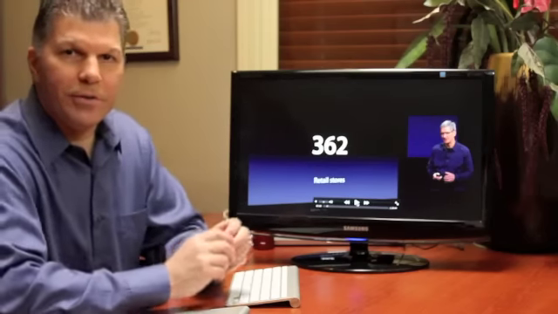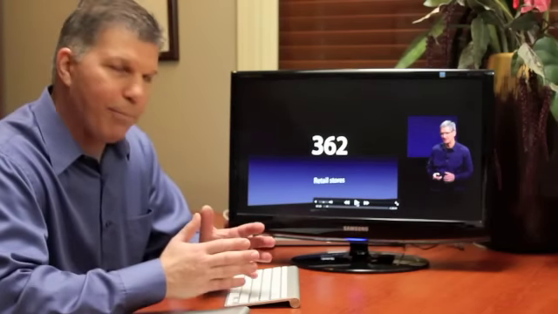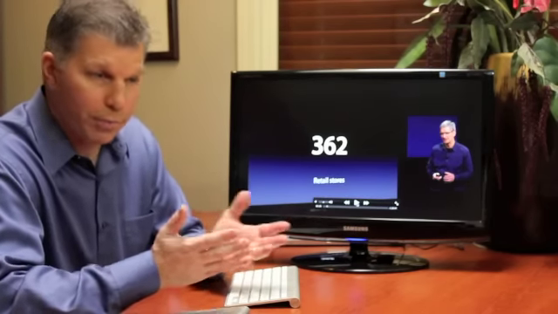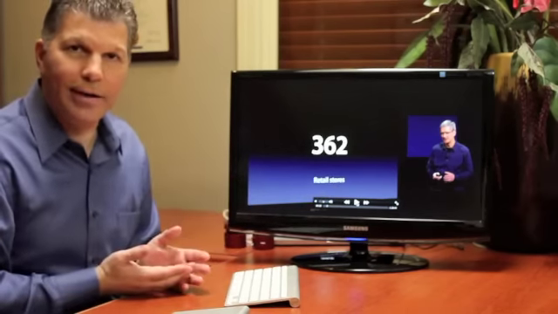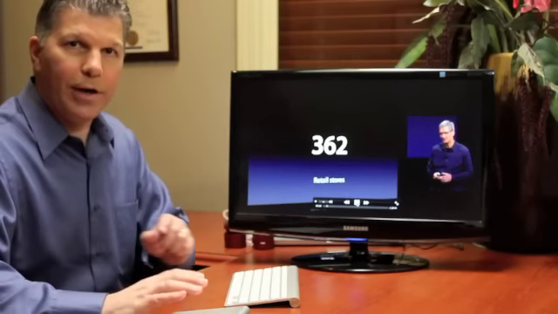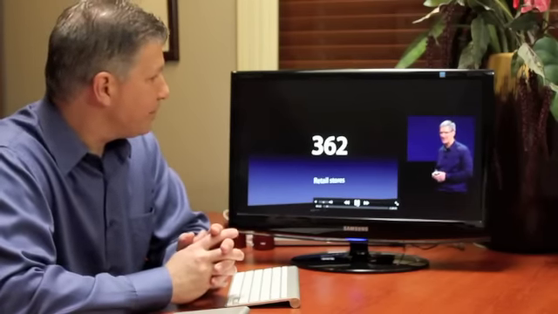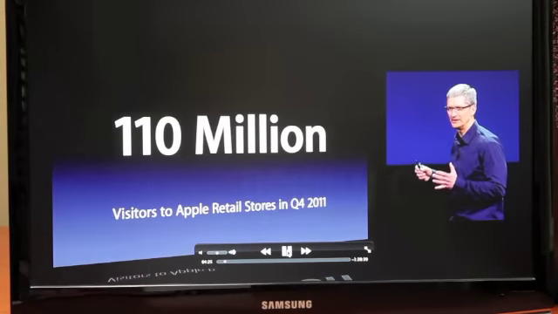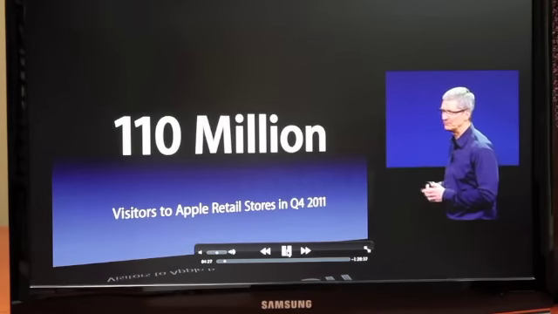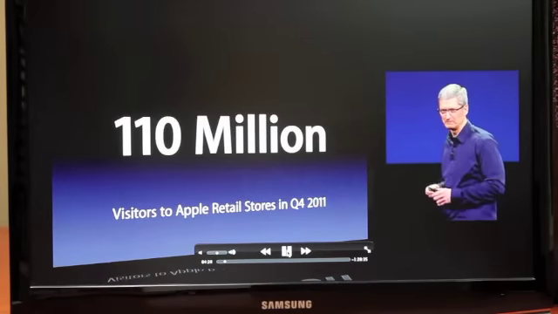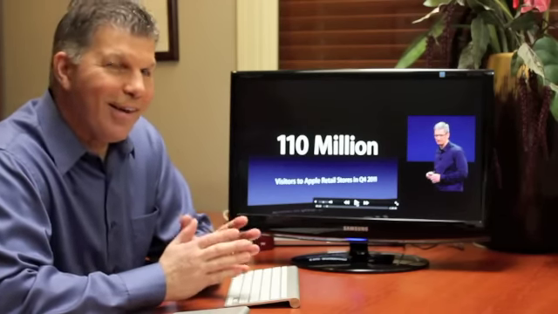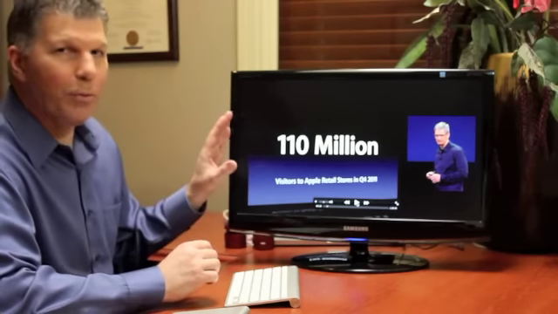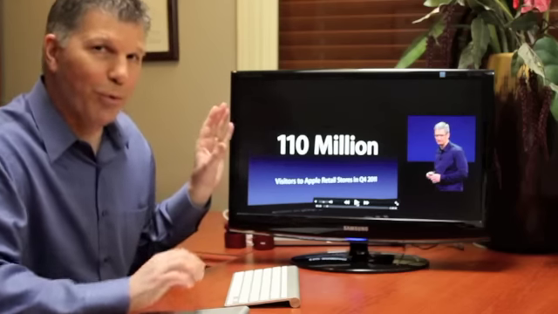So Tim Cook here is talking about how many Apple retail stores there are around the world, 362. That's the number he wants you to know. So why add anything else to the slide? It's just that one number, 362. And 110 million customers visited them just last quarter. 110 million visitors per quarter to the Apple Store. Again, 110 million. We don't need to clutter the slide with more information.